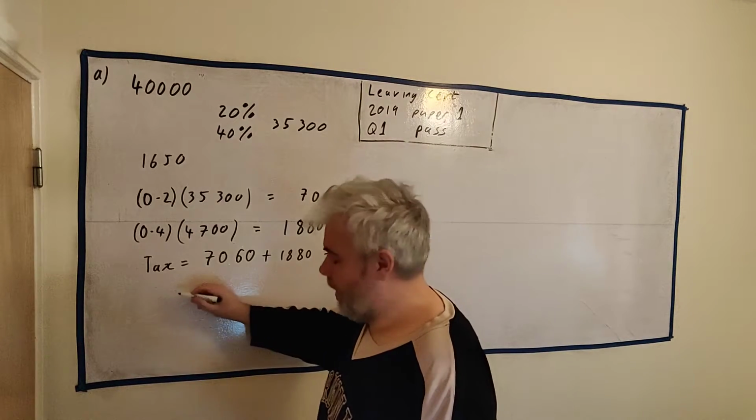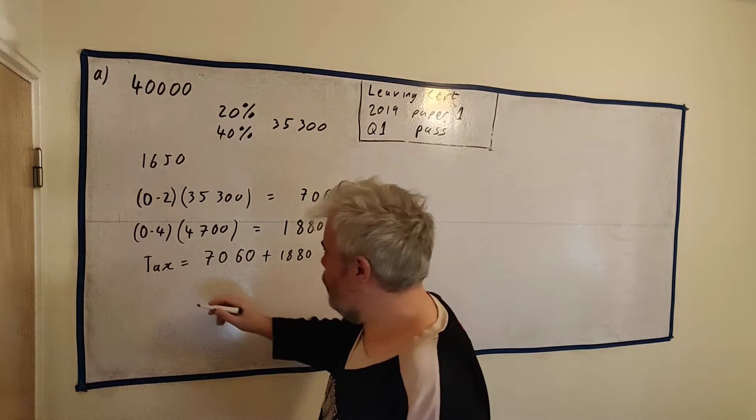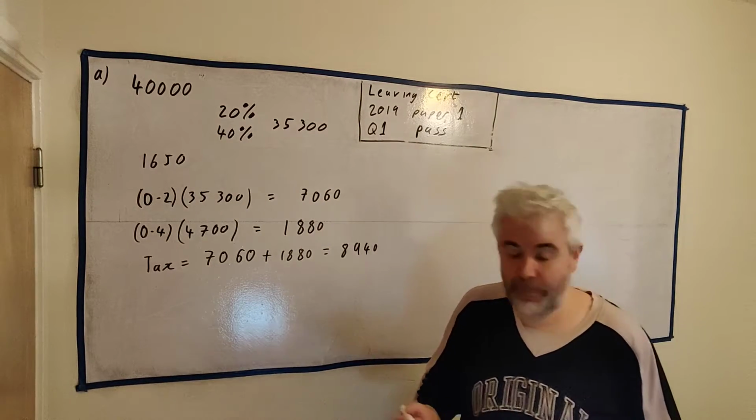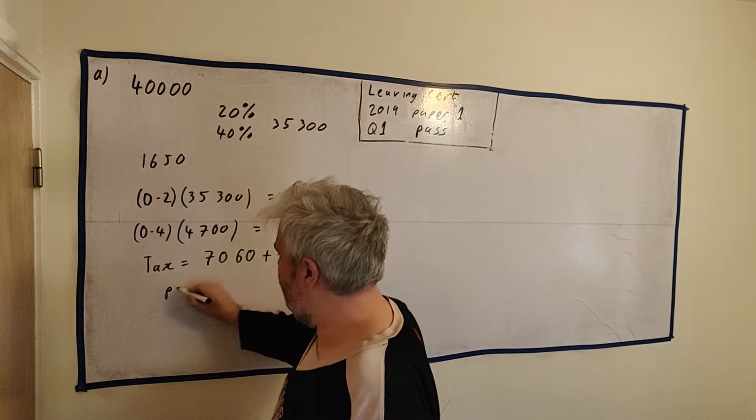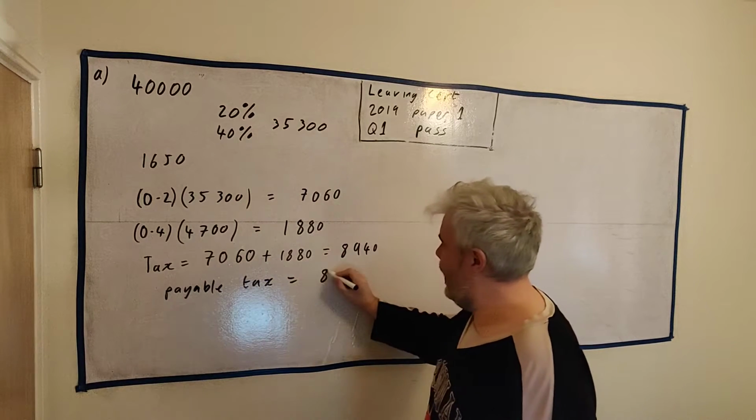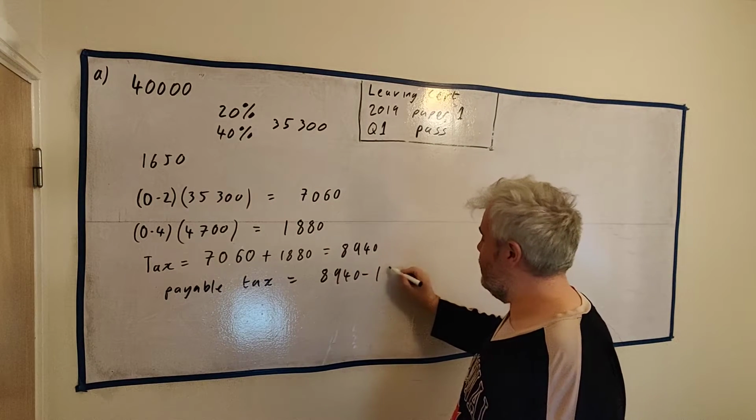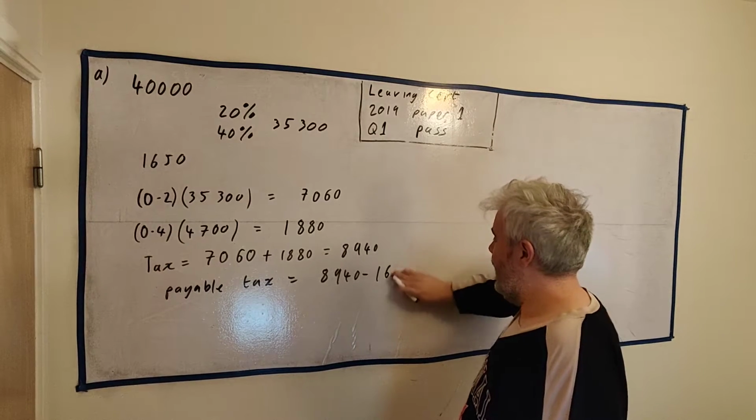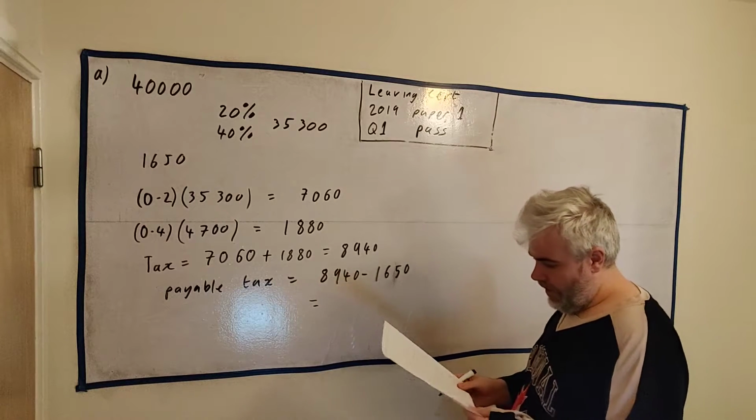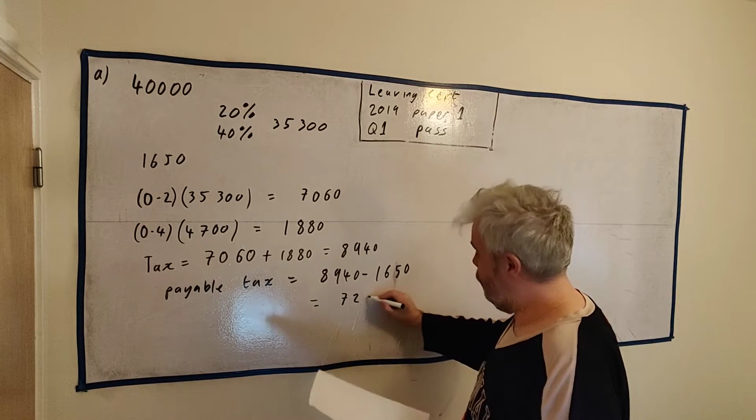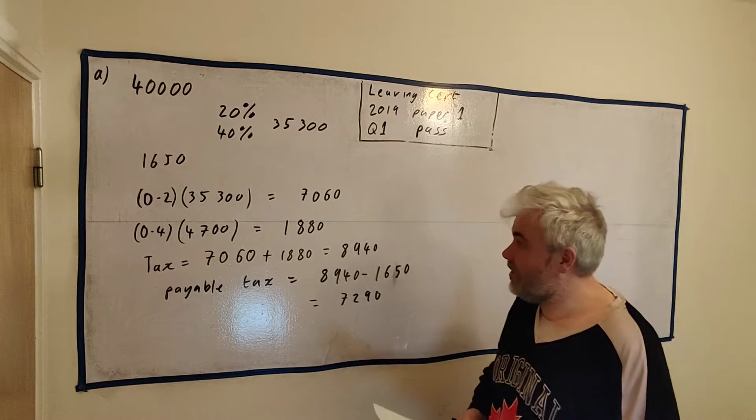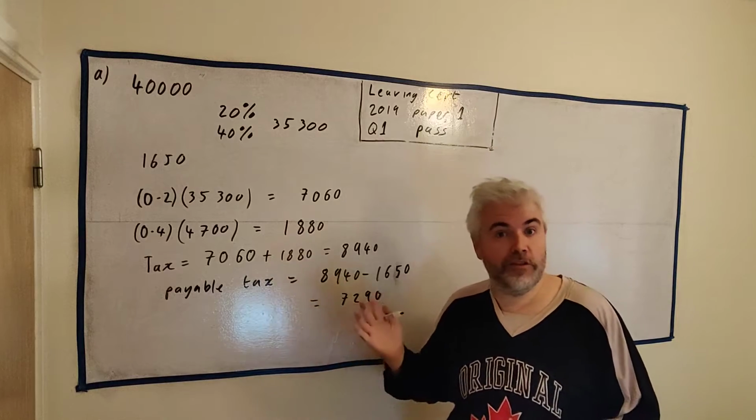So our total payable tax, what's the word we use here? Income tax she pays. So payable tax is equal to 8,940 minus 1,650. Again, we put this in a calculator and you get your final answer to be 7,290. This number minus this number. Okay, well, that's Part A. I will rub this out and we'll do Part B.